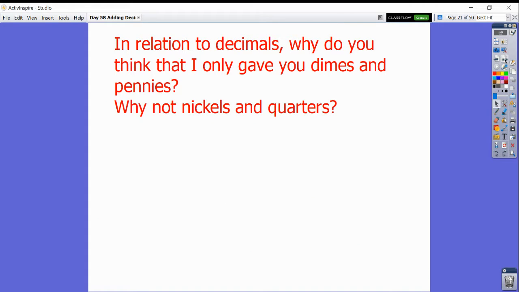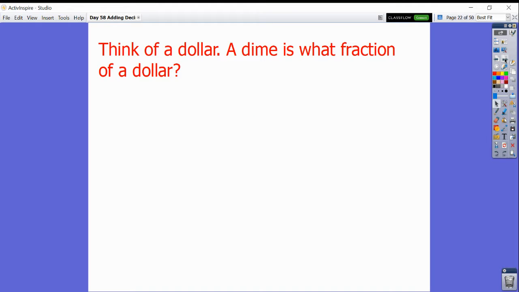In relation to decimals, why do you think I only gave you dimes and pennies and not nickels and quarters? That's because a dime is 10 cents. 10 cents is worth 1/10, a tenth of a dollar. A penny, 100 pennies make a dollar, so a penny is worth 1/100th of a dollar. So those relate more to the place values of a decimal. Think of a dollar. A dime is what fraction of a dollar? A tenth.